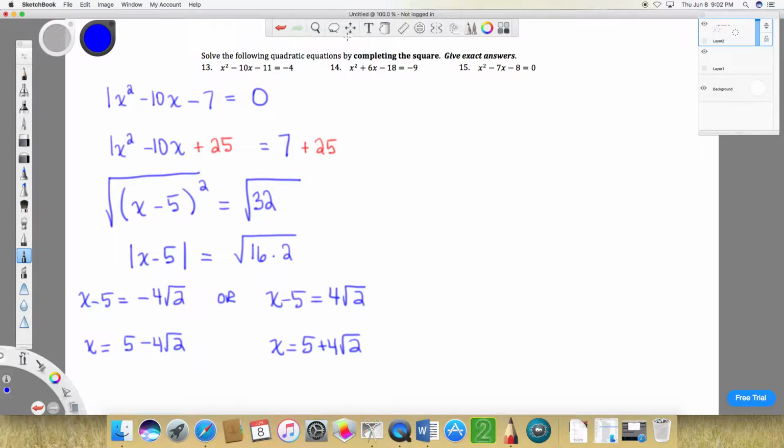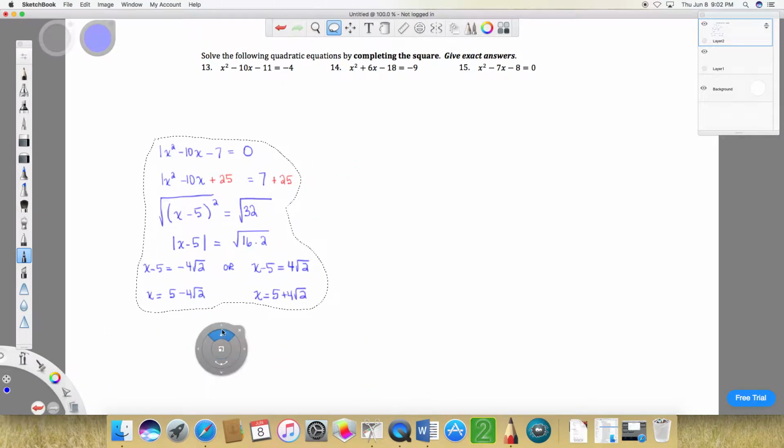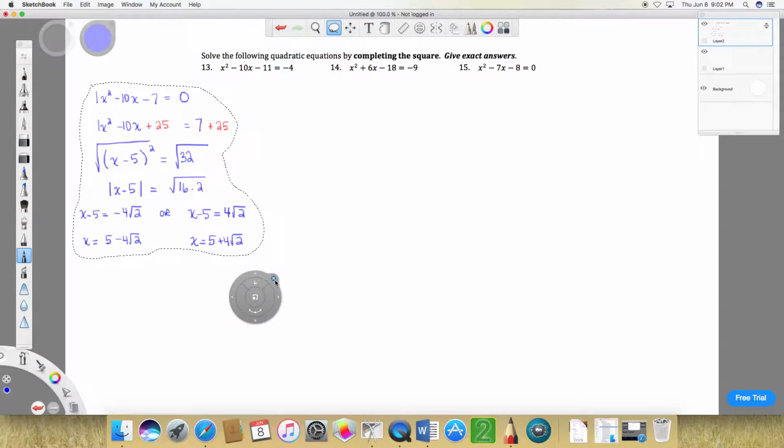Now, I don't expect you to do it the exact same way that I do it in my solution. I do expect the completing the square step, but if you want to go straight to plus or minus 4 radical 2, I don't have a problem with that. So I won't emphasize that step here in this next problem. I'll go straight from taking the square root of each side to what my answers are.